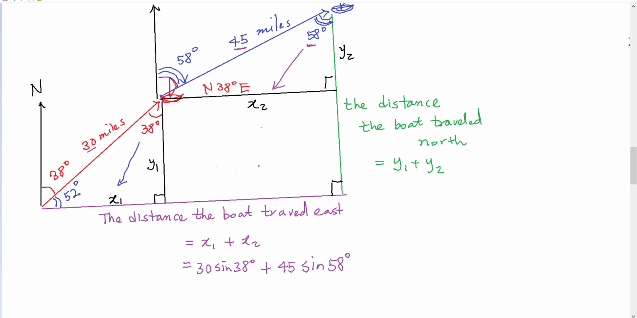Now let's go to y1 and y2. Here y1 is adjacent to 38 degrees and the hypotenuse is 30. When it comes to adjacent, you have to use cosine. So y1 is 30 times cosine 38 degrees. And y2 is adjacent to 58 degrees, so y2 is the hypotenuse times cosine 58 degrees of the second triangle. Now, once you have that, you just have to enter it in your calculator and give me the approximation of the distance.